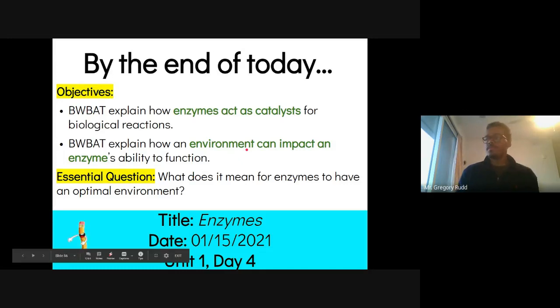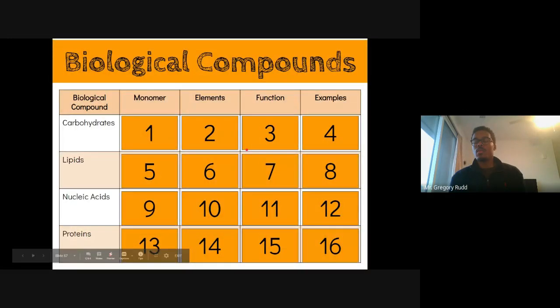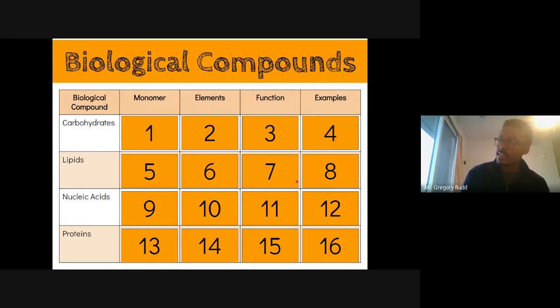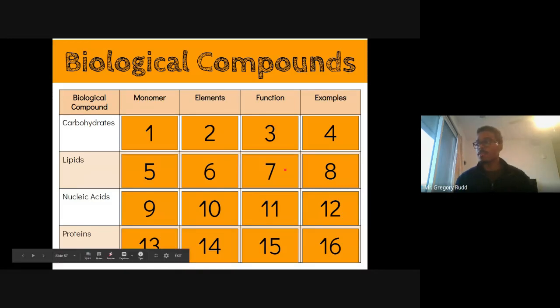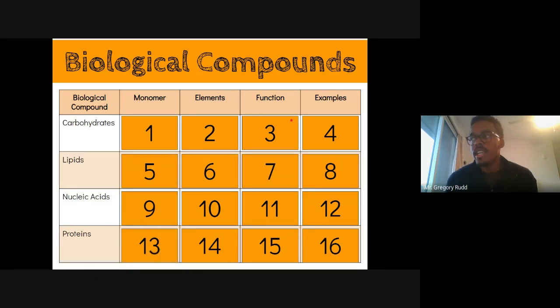All right, so for the last couple of days, we've been going over our 4 biological compounds. And as I have explained to you all in the past, what I really want you to know is 4 things about each of our 4 biological molecules, which is why we've got 16 boxes here, 4 by 4, 4 times 4 is 16. So for each biological compound, I want you to know the monomer that makes up that compound, the elements that make up that compound, the function of that compound. So what does it actually do for a living organism? And then I want you to know some examples, common examples.